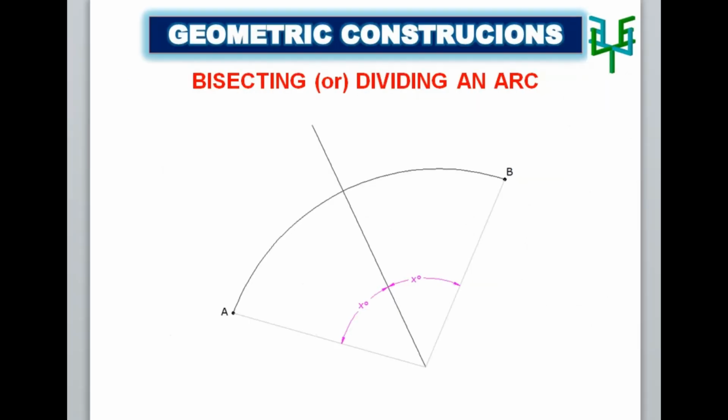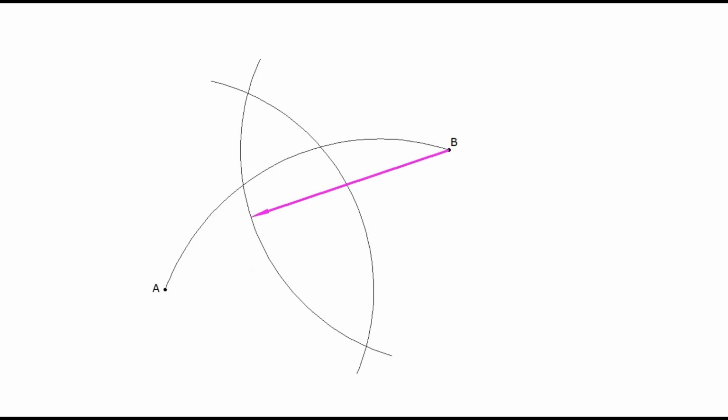Bisecting or dividing an arc. An arc also can be bisected or divided into two in the similar way that of bisecting a line. Mark the endpoints of the arc. Take approximately more than half of the length in the compass. Cut arcs from both the ends of the main arc on both the sides. Join these intersection points of arcs with a line.